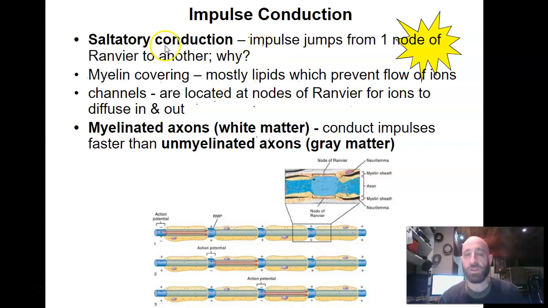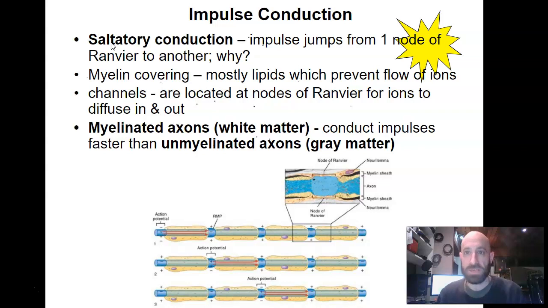Saltatory conduction has nothing to do with salt. Saltatory actually means to leap. It's Latin, it means to leap, and that is where they got this from. What ends up happening is the impulse, as it travels down the neuron, does so because it jumps over these little gaps in the myelin sheath.